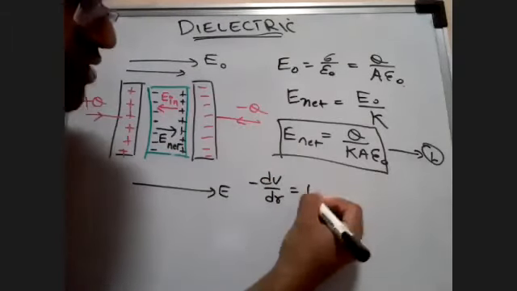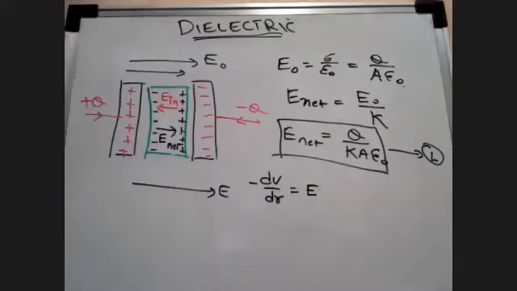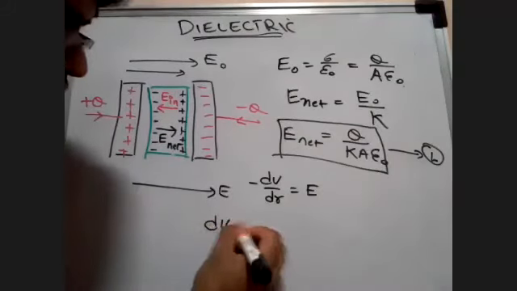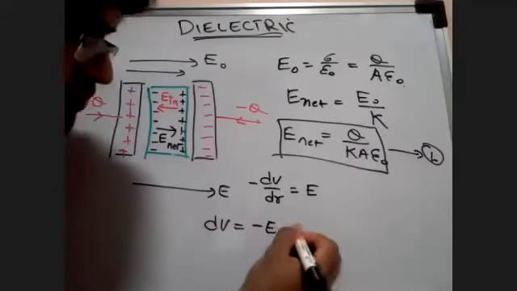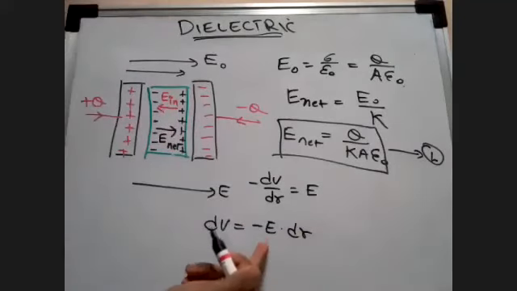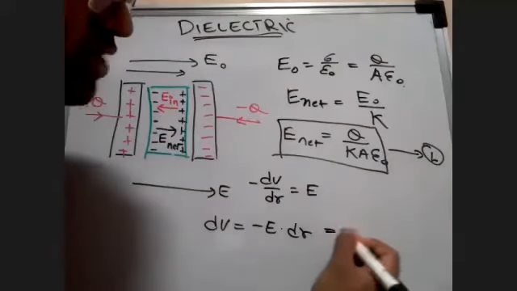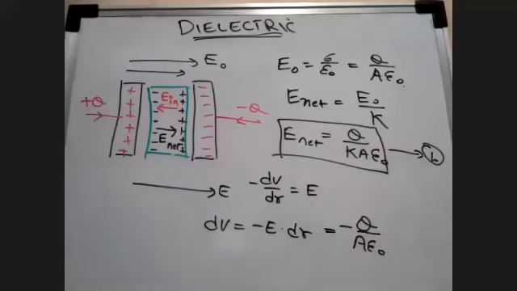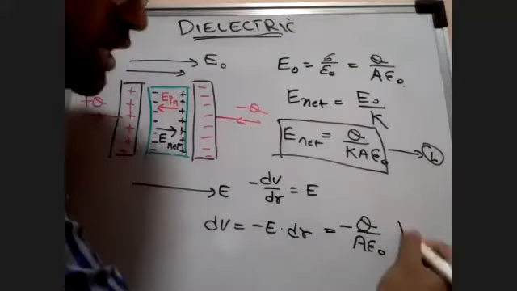Minus dV by dr is equal to E. So I can say that dV is equal to minus E dot dr. And I know the value of E. E between the parallel plates was what? Q upon A epsilon naught. So I write minus Q upon A epsilon naught into dr.